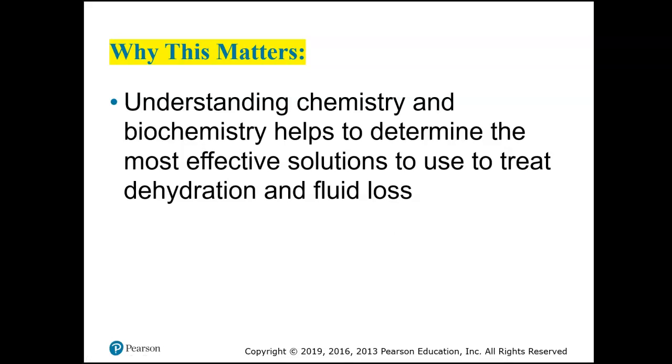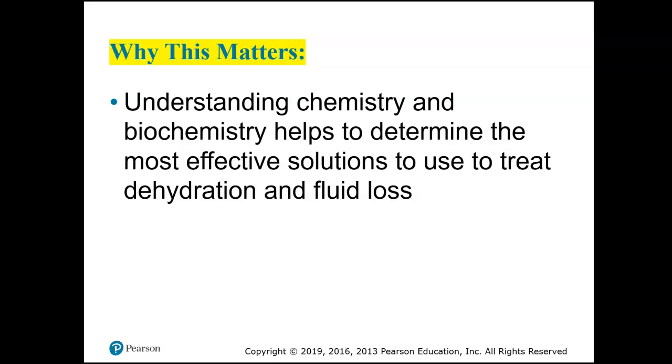Why this matters is that understanding chemistry and biochemistry helps to determine the most effective solutions to use to treat dehydration and fluid loss. That's just one reason why this matters, but I'm going to add to that. A big reason is that this material from this chapter is going to be on your TEAS test, and many of you have to take that TEAS test for acceptance into the nursing program, as a lot of people take this class for that reason, or for an allied health program. So because of that, we make sure we cover it.